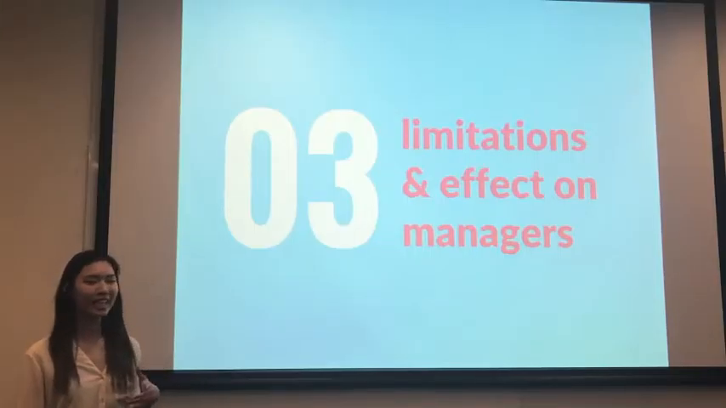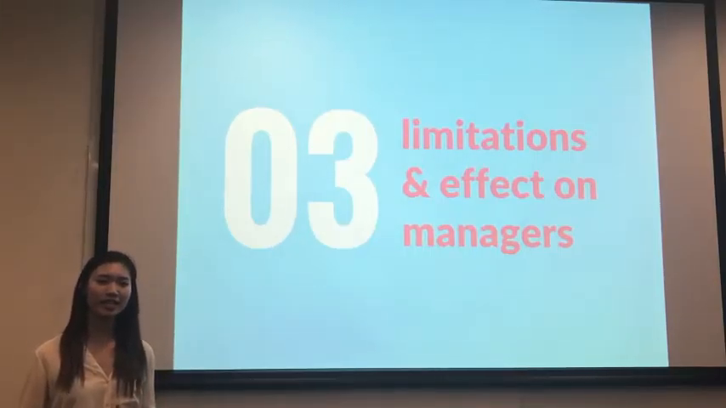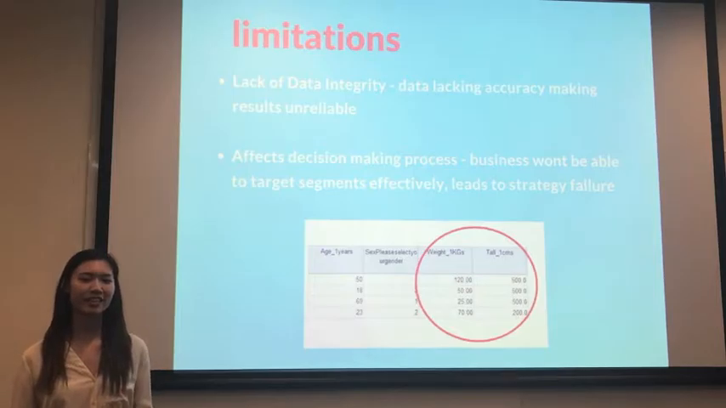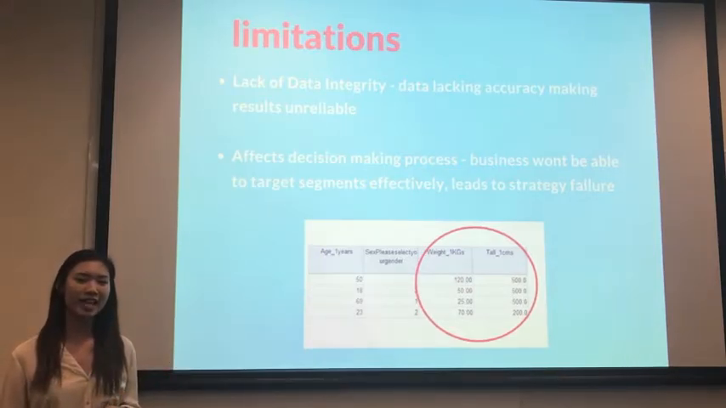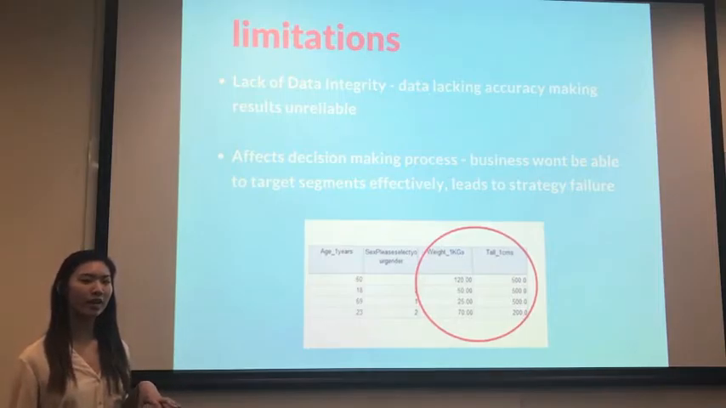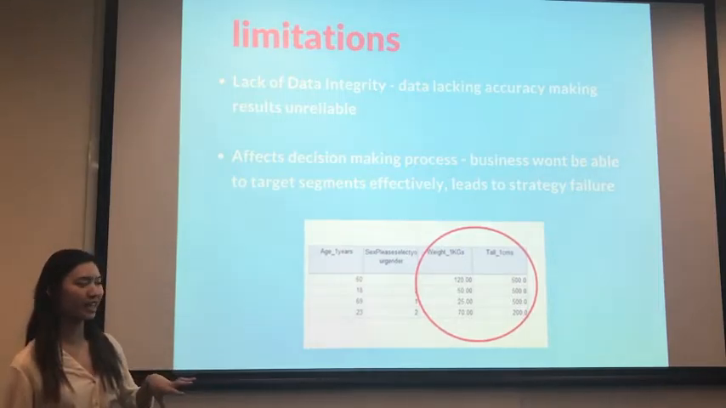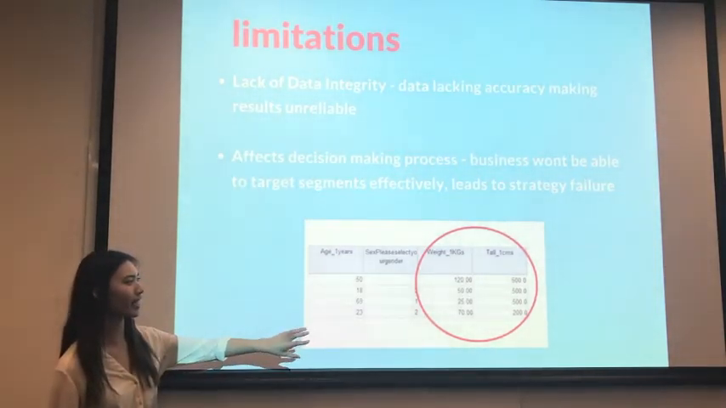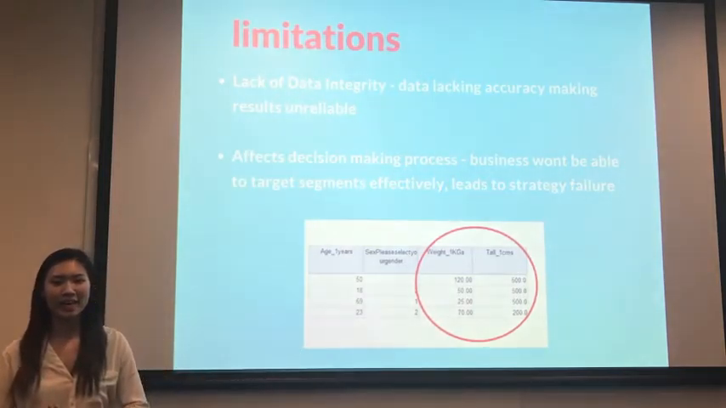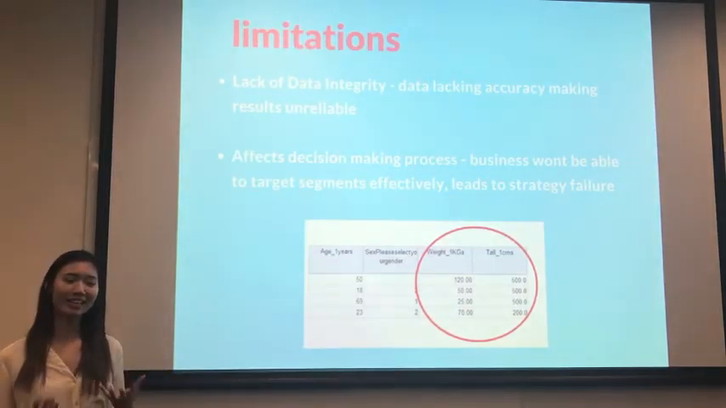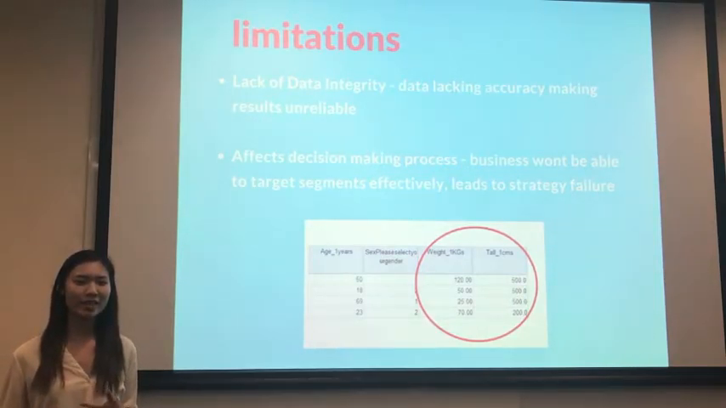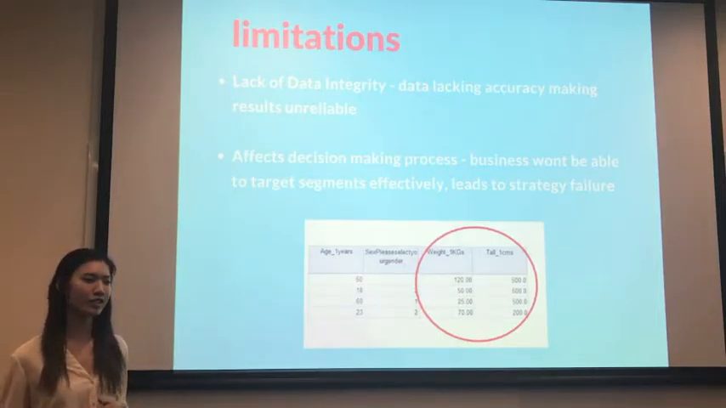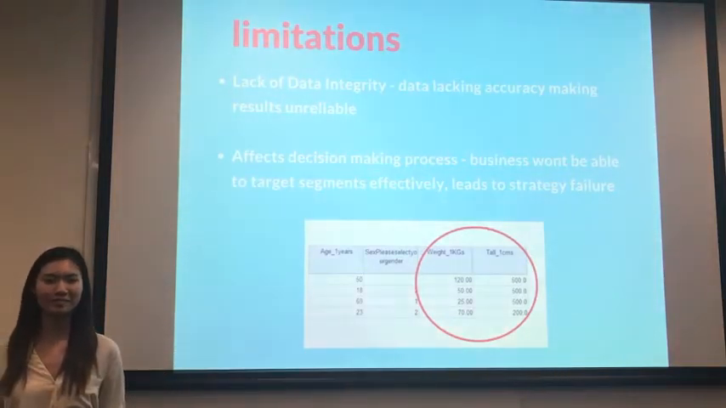So the next thing we're going to be looking at are the limitations of our data and how this will affect managerial decisions. Our first issue is the lack of data integrity. After running a descriptive analysis on our data, we found that the average mean of the weight and height of our participants were quite high. For example, one participant had a weight of 120 kilograms and a height of 5 meters tall. Now, this seems very unrealistic and is unlikely to be true. This will have a negative impact on the business, as they won't be able to target segments effectively if the data they are using lacks accuracy and reliability.